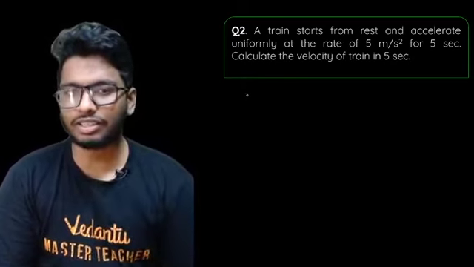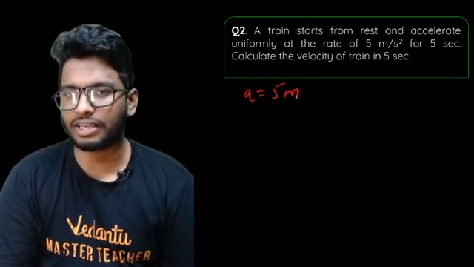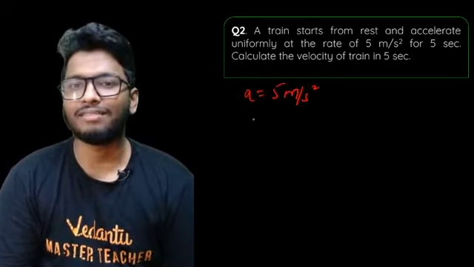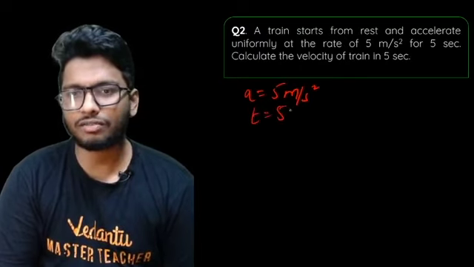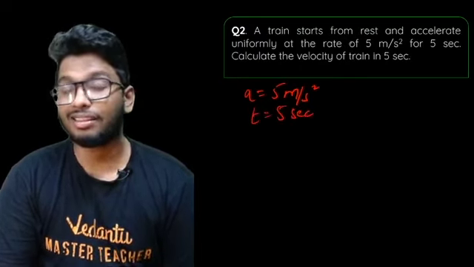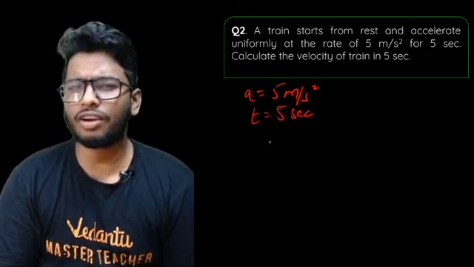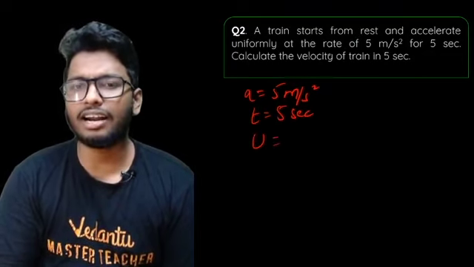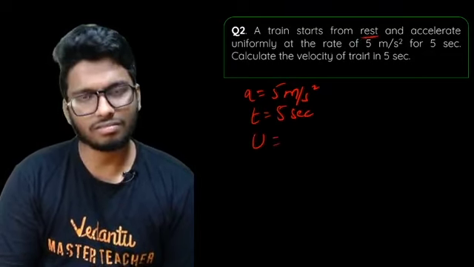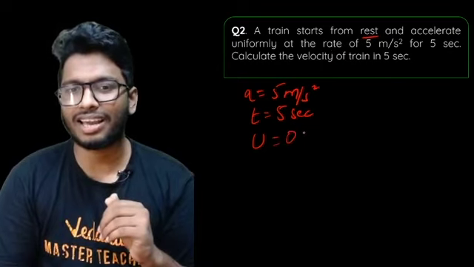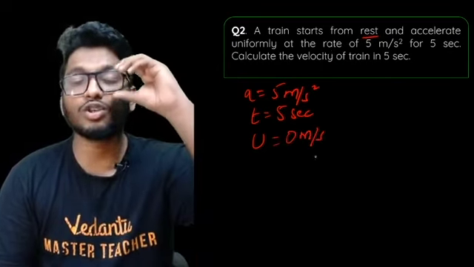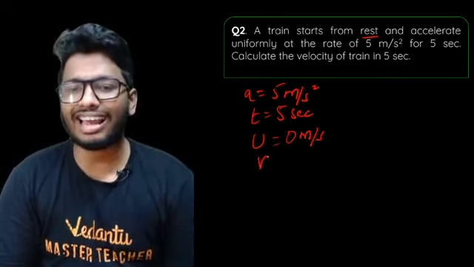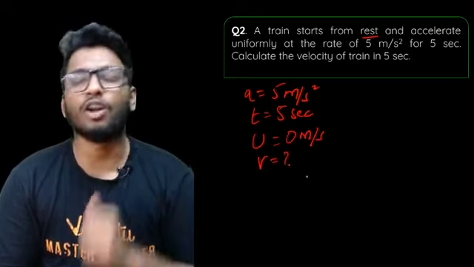The acceleration is given as 5 meter per second square. Awesome. They've given you the time taken also as 5 seconds. Now, here's the thing. They've also given you the initial velocity. And if you have noticed it, it says that the train starts from rest. So the initial velocity is 0. It starts at 0 meter per second. So you're supposed to find out what is the final velocity.